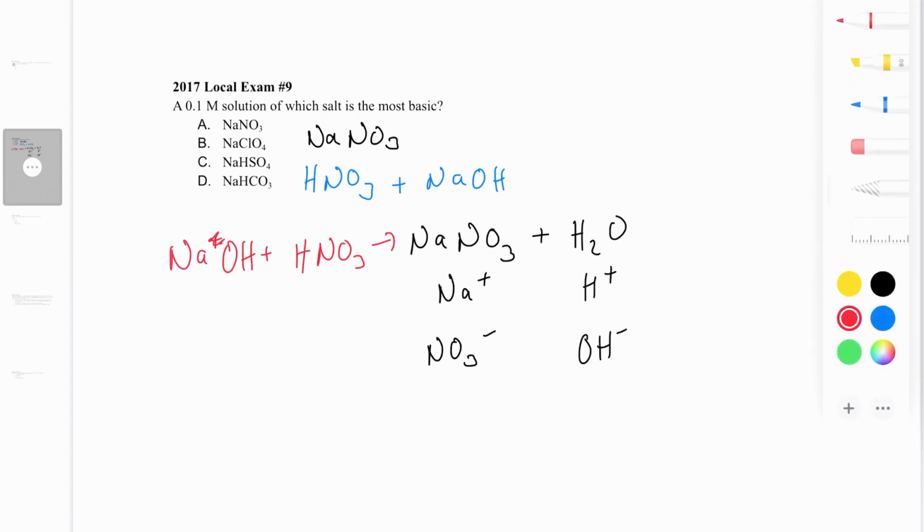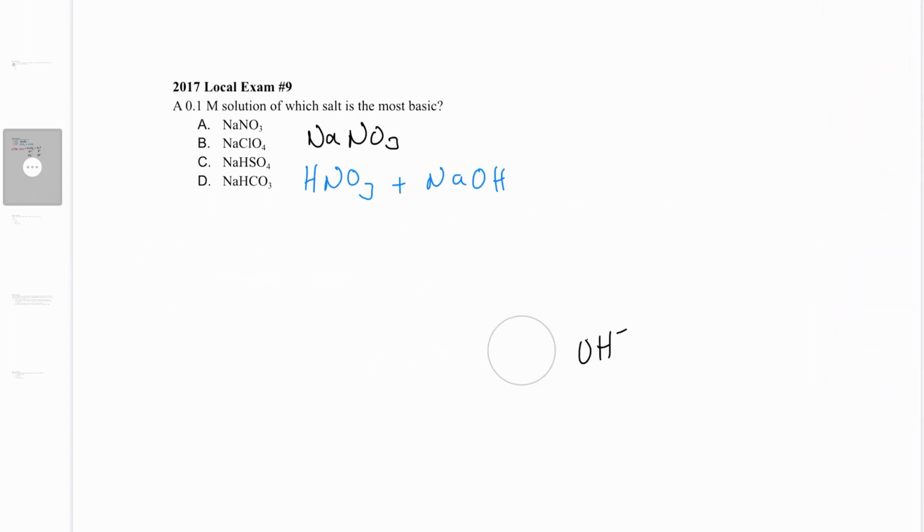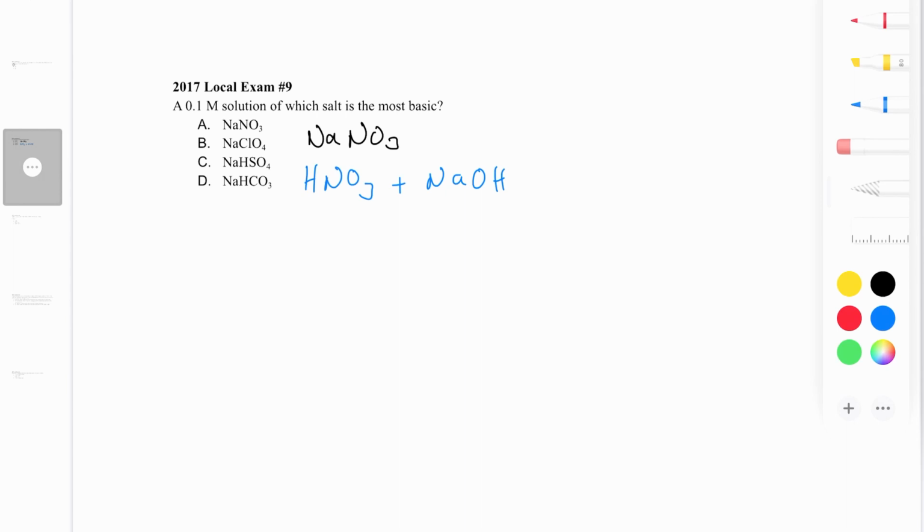The significance of these reactants in particular is that HNO3, nitric acid, is a really strong acid, and sodium hydroxide is a really strong base. When you have a strong acid and a strong base reacting to form a salt, your salt is going to be neutral in solution. So it's going to be neutral.